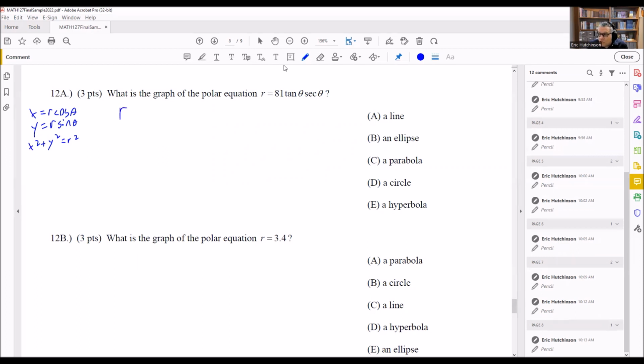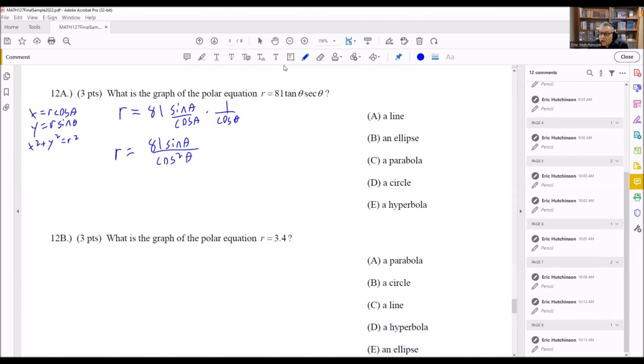So first I'm going to do r equals, and then it's going to be tangent. So I'm going to change the tangent into sine over cosine. Okay, so I have 81 times sine over cosine, and then I want to change this into 1 over cosine. That's going to be the secant that we have there. We're going to put this all together. We get r is equal to 81 sine theta. On the bottom, we have cosine squared theta.